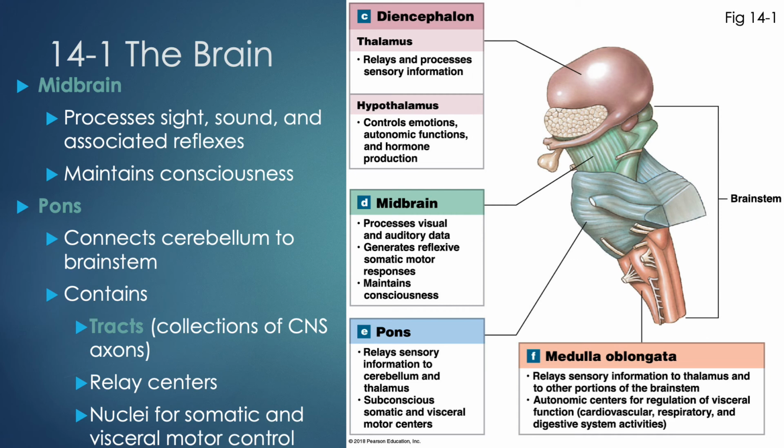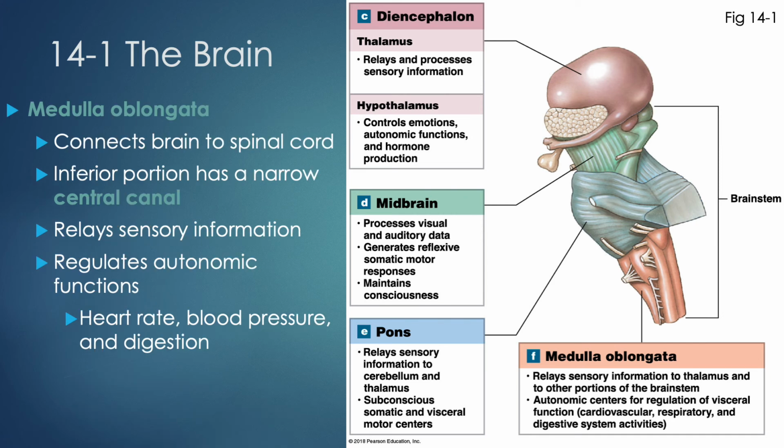And when we say nuclei in the context of the central nervous system, we're talking about places in which there are concentrations of cell bodies. And in these places, this is where a lot of processing occurs, and these are the control centers for a number of different functions. So we're going to discuss nuclei in a lot of different contexts coming up. But for now, just know that the pons includes nuclei for somatic and visceral motor control.